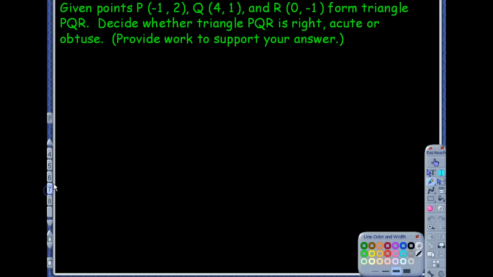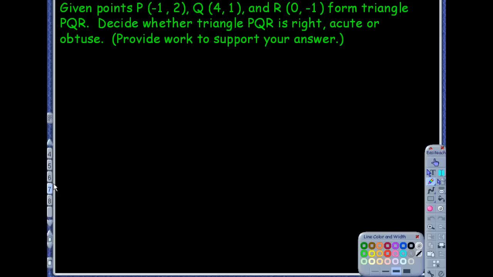All right, what about this problem? It says, given points P, Q, and R form a triangle PQR. So we know that these form a triangle. It says, decide whether the triangle PQR is right, acute, or obtuse. So we're not deciding, is it a triangle? They're telling you this makes a triangle, but what kind?